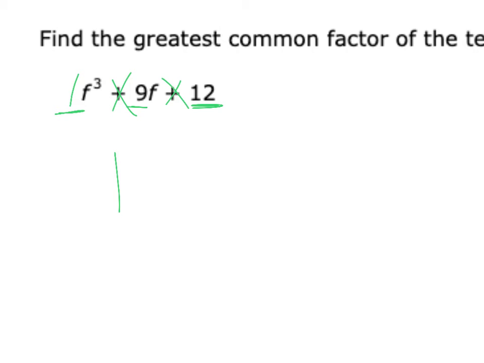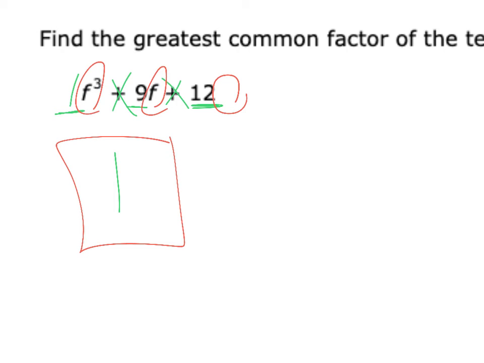And then we're looking at our variables. We have an f to the third, we have an f, and then notice that the 12 has no f. Because they all don't have an f, our answer is just going to be the number 1. 1 is the greatest common factor of those 3 pieces. They have to have something in common to be the GCF. Since the 12 has no f, f is not part of the answer.